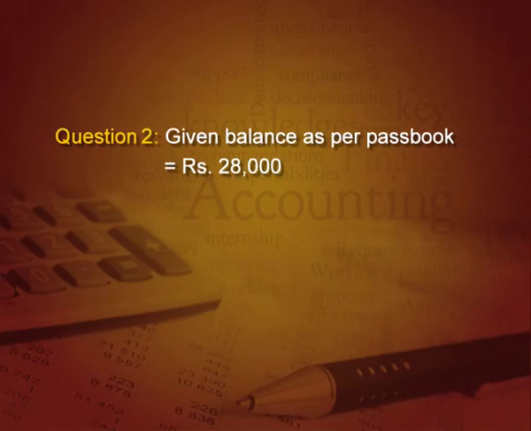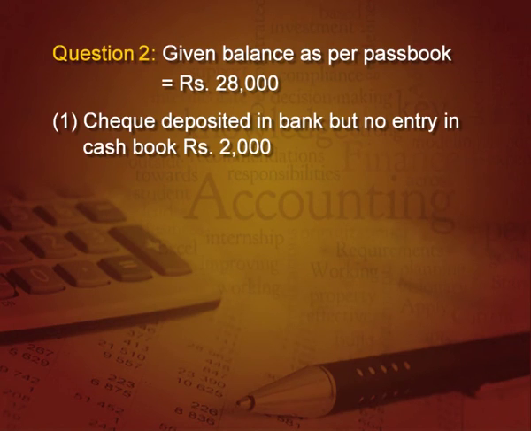I hope you have understood the basics by now. Let us do one more, where we will start with balance as per passbook. So, the question is like this. We are given the balance as per passbook 28,000. First entry is check deposited in bank, but no entry in cash book. There is no entry in the cash book, 2,000 rupees, and we have deposited in the bank.